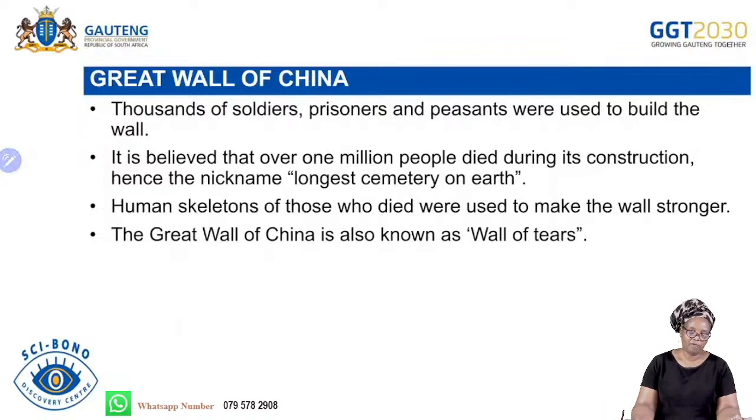So the Great Wall of China is also known as the Wall of Tears. I'm sure you understand why. Because people were dying there, you could not mourn your family. They were automatically made part of the construction material of the wall.